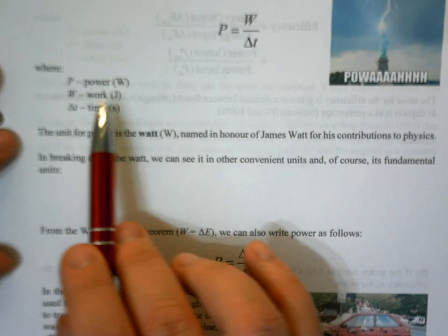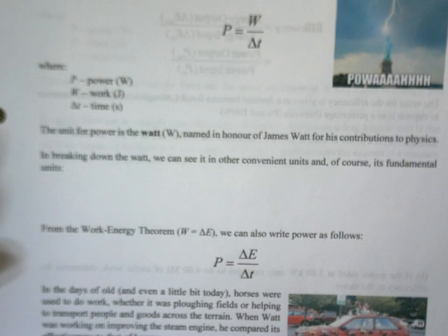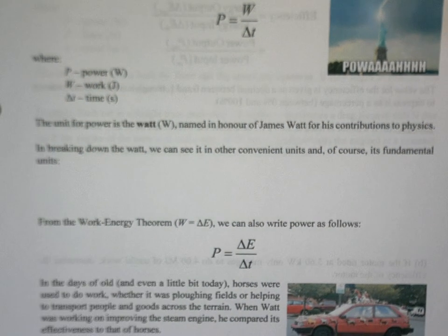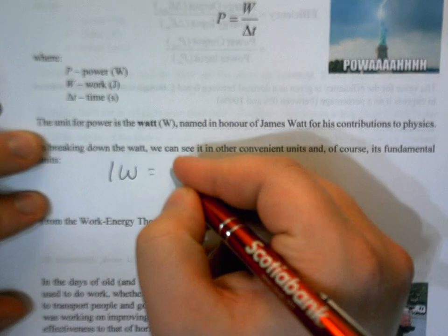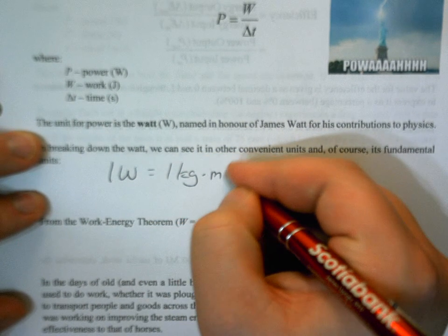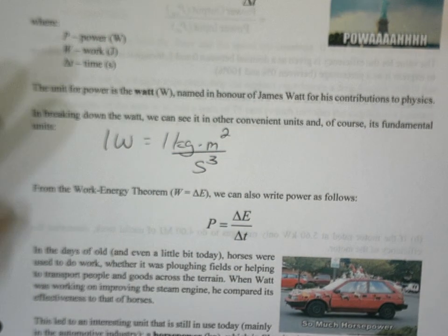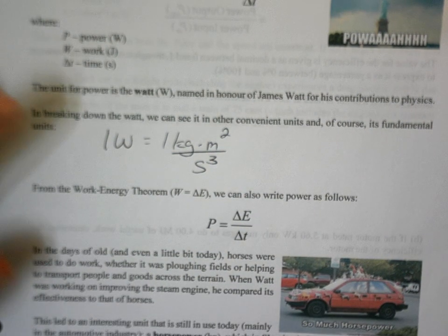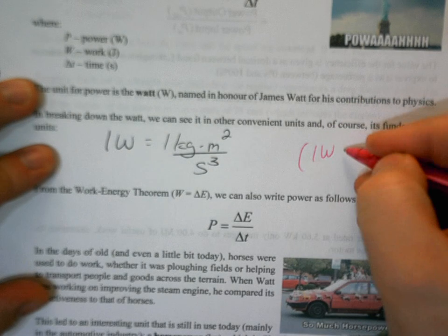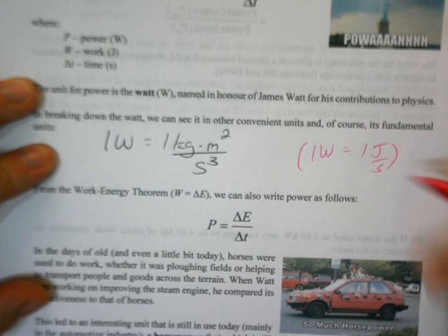So power has this unit of W, work is still in joules, time is still going to be in seconds. So this W stands for the watt, named in honor of, go figure, a gentleman named James Watt. So breaking down the watt, you know me, I love breaking down units into fundamental units. No different here. So a watt is going to be a kilogram multiplied by a meter squared divided by a seconds cubed. A very helpful way, though not fundamental, to think about the watt: a watt is equivalent to 1 joule per second.